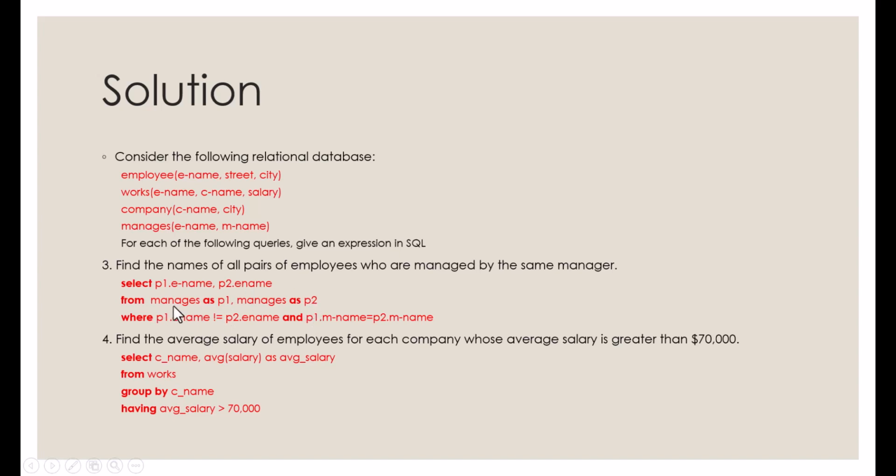Okay, and then P1 ename is not equal to P2 ename, so we're making sure that we're not talking about the same employee. There are two distinct, two different employees. So their names are different, but their managers' names are the same, meaning they're being managed by the same manager. Okay, and we want to display the names of all pairs of employees, so we're displaying P1's ename and P2's ename.